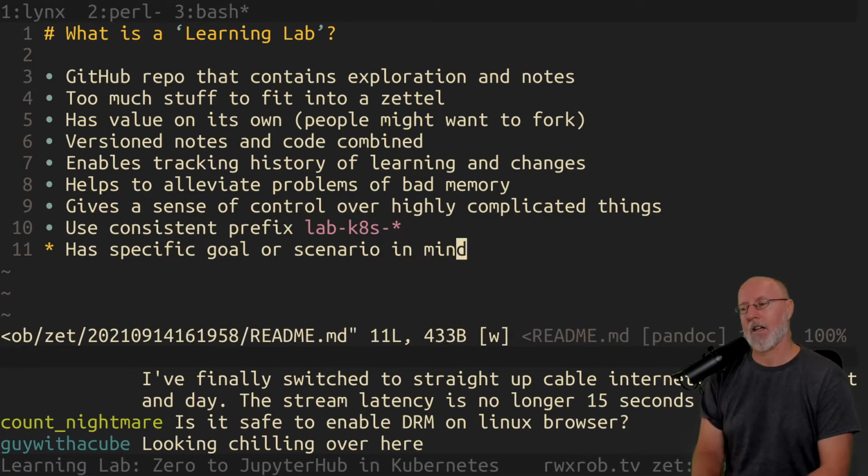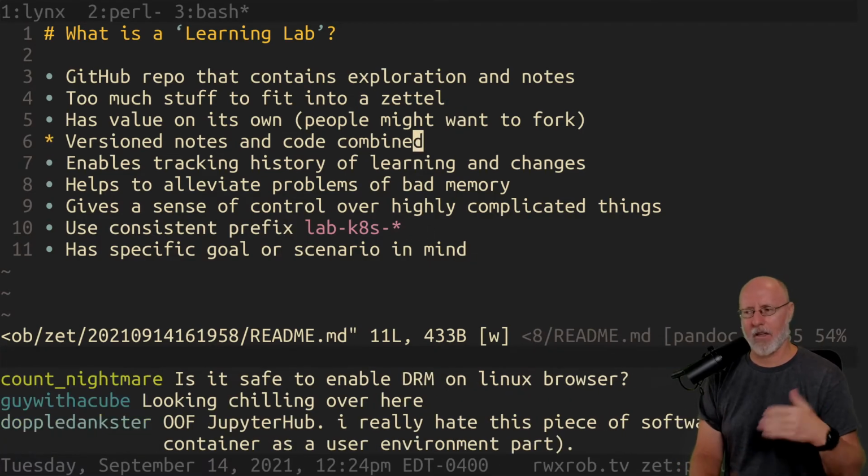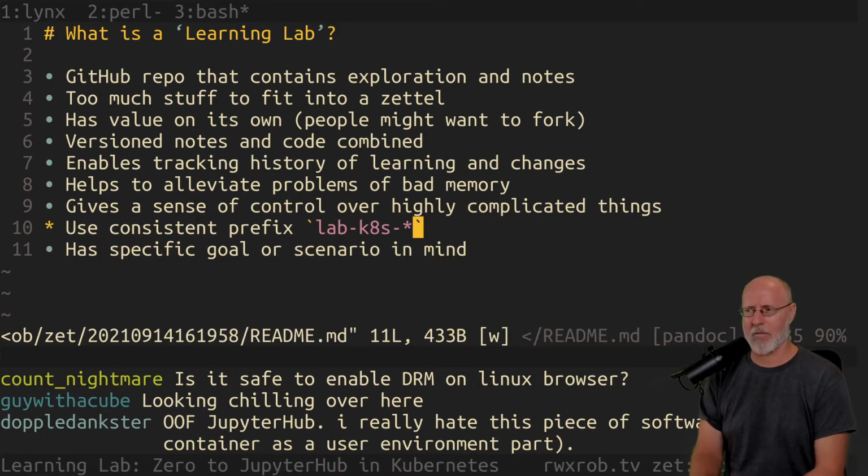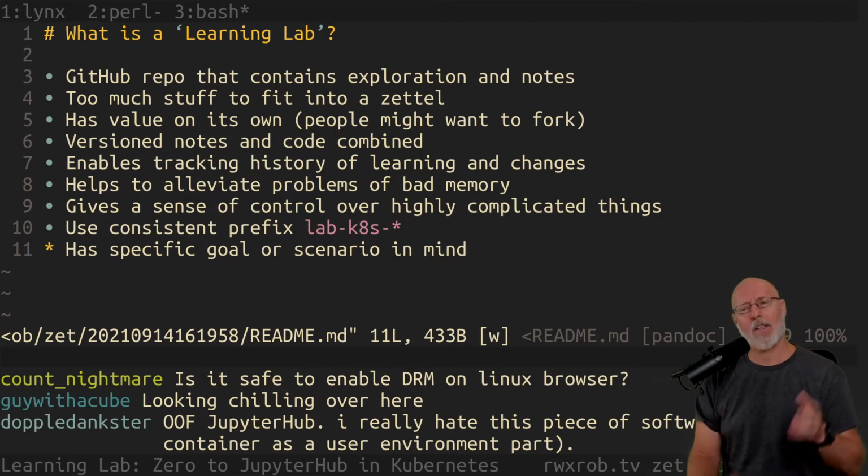In my case, the one I'm working on here is going to be getting Jupyter Hub deployed into our Kubernetes clusters with the ability to customize it. So that would be a lab, and then I can write down all that work and capture it as I'm doing it. Yeah, I don't particularly like Jupyter Hub myself. I've never used Jupyter, and I'm being charged with putting it out there. So that's what a learning lab is.